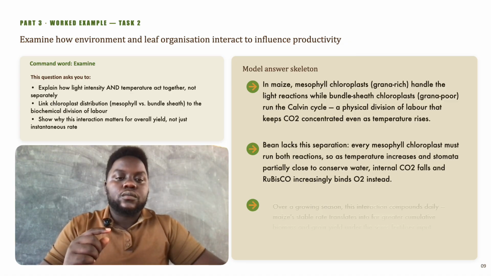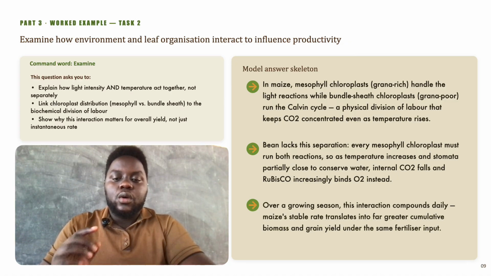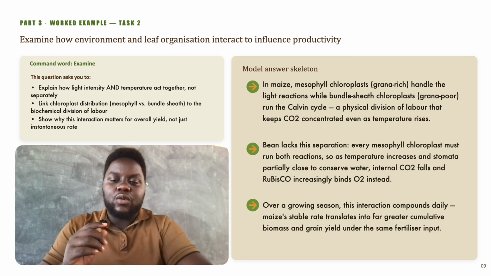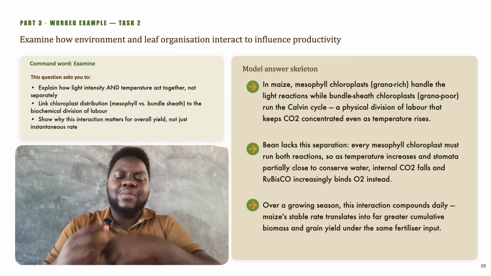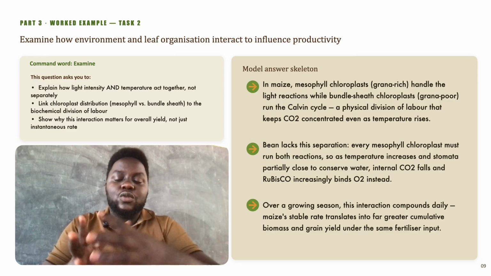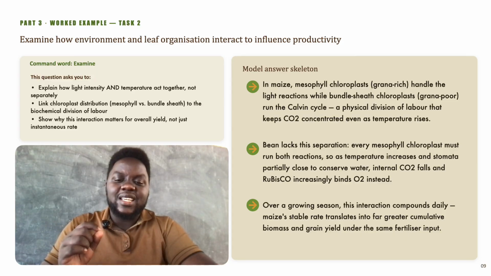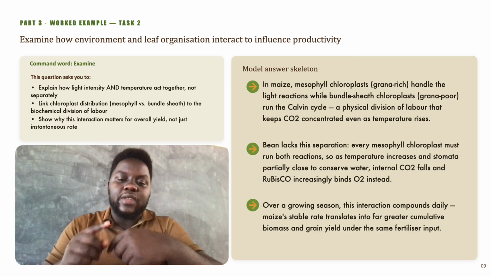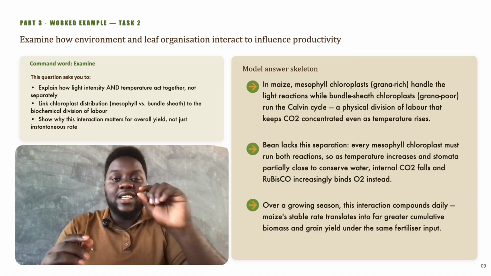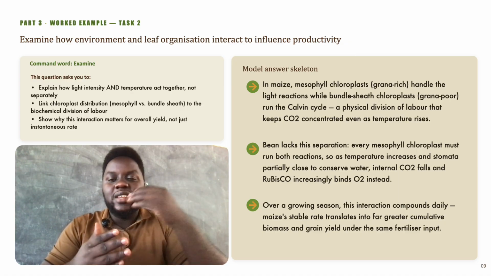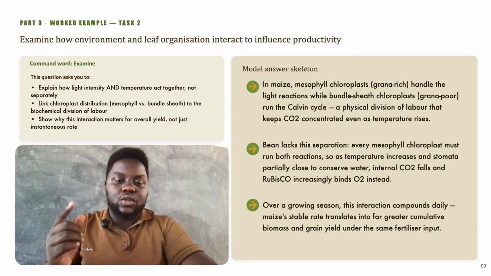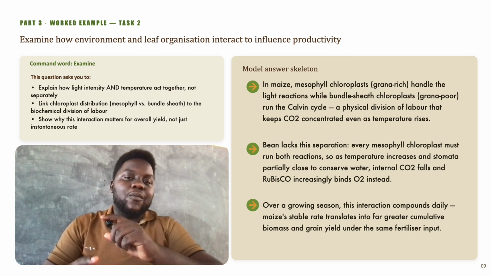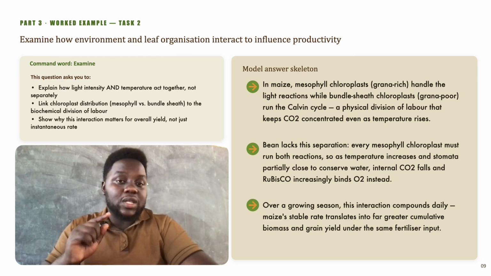Now, why does this matter for yield? It's not just for the instant rate that we measured, because a growing season isn't one measurement. It is months of daily photosynthesis accumulating into biomass and grain. If maize sustains its photosynthetic rate day after day, while the bean's rate periodically collapses every time an afternoon gets hot, the difference is going to compound. Small daily advantages multiply over a whole season into a big difference in yield, which is exactly the real difference that farmers are going to notice as the outcome in our scenario.